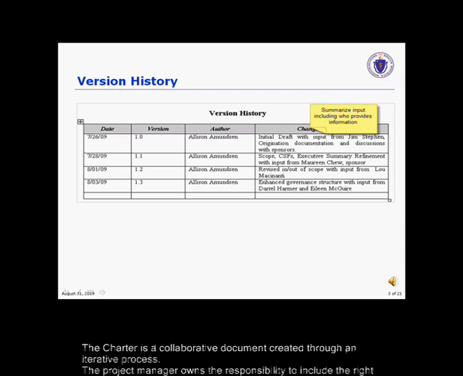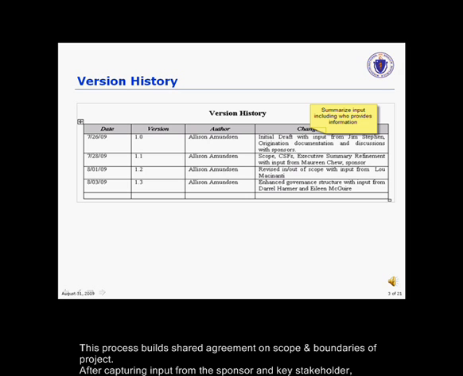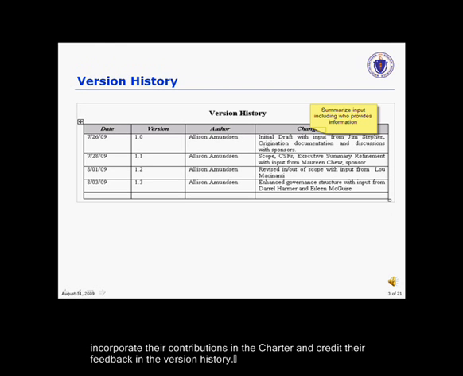Version history. The charter is a collaborative document created through an iterative process. The project manager owns the responsibility to include the right resources to create a clear and comprehensive charter. This includes conducting one-on-one work sessions with the sponsor, stakeholders, and subject matter experts. This process builds shared agreement on scope and boundaries of a project. After capturing input from the sponsor and key stakeholders, incorporate their contribution in the charter and credit their feedback in the version history.